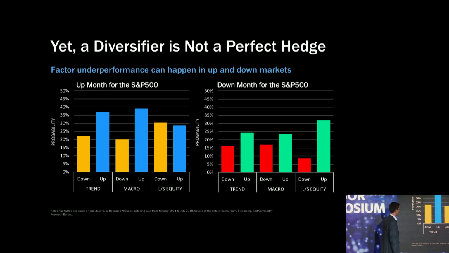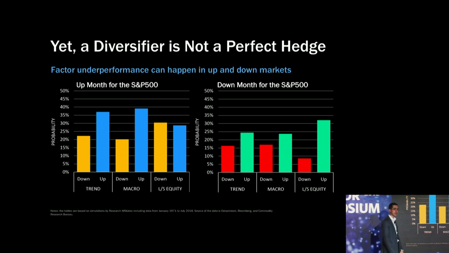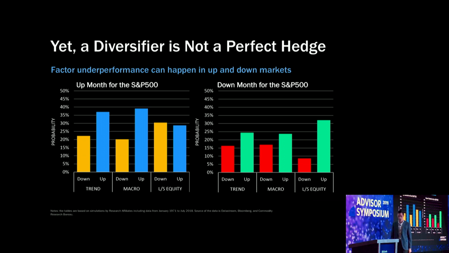What we are saying is the following. Trend and macro during good times for the S&P are more likely to do well than poorly. What about long-short equity? This is something that was hinted at before by my colleague Johanni. What we are seeing here is that the odds for my representative long-short equity portfolio to do well or to do poorly during good times for the S&P are actually 50-50. On average, you're going to be at 0. You have an equal chance to make money or lose money out of this factor.